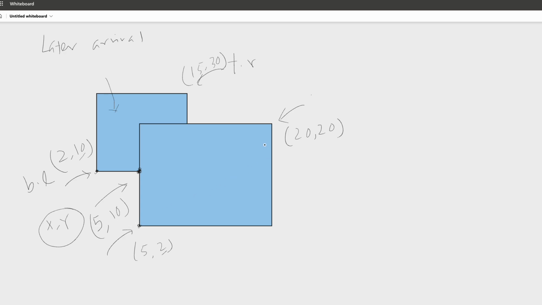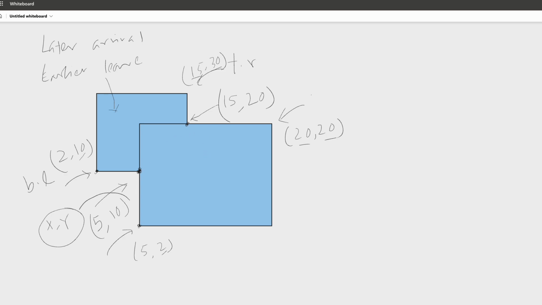We have calculated it. Similarly, for the overlapping portion's top right, the x coordinate is 15, because that rectangle has left earlier. Whichever has the minimum value will be our x coordinate. Between 15 and 20, 15 is smaller, so this is the x coordinate. Between 30 and 20, 20 is smaller, so 20 is the y coordinate.